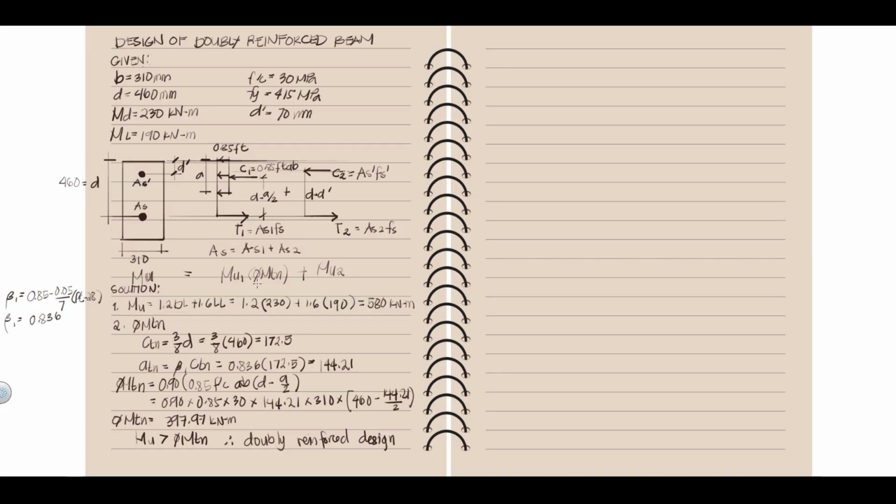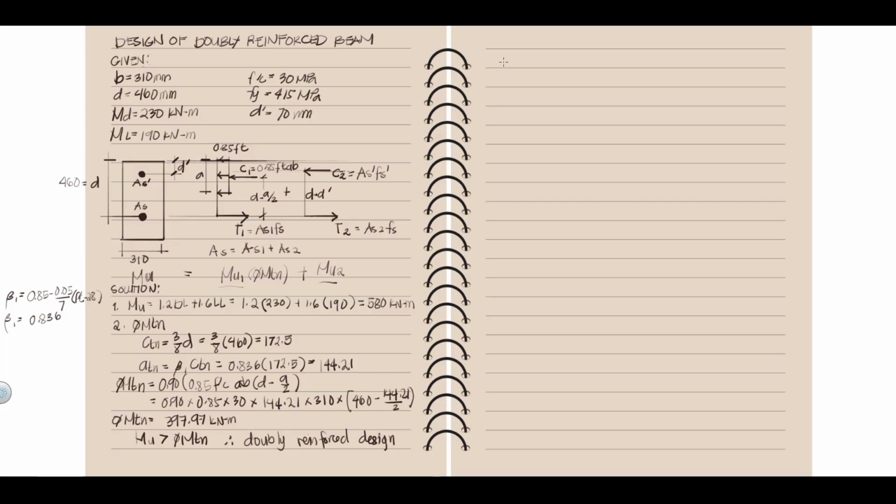Pag lalagpas kasi ang boundary moment natin, ang mangyayari, it will become compression control. Ayaw natin yun. Magiging over-design po yun. So, kailangan natin hanggang dito lang muna MU1, kung may sobra sa MU, dagdagan natin ng compression bar. So, magiging doubly reinforced beam. Ganun lang po kasimple.